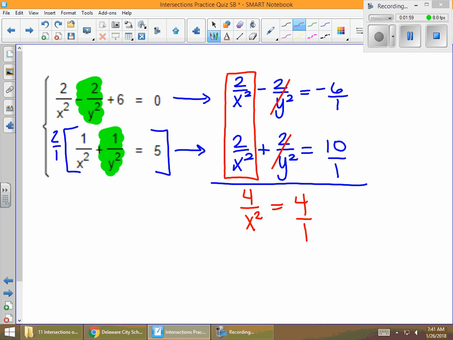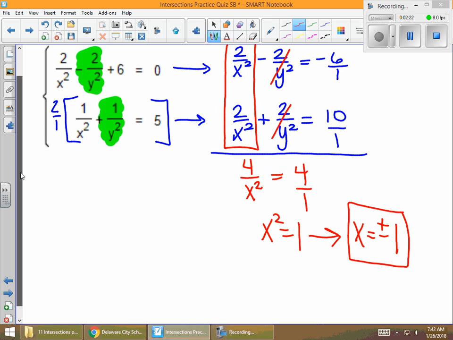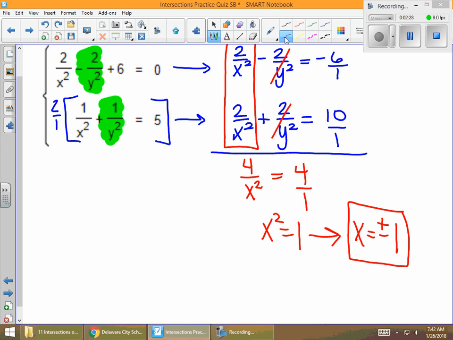And here you can just cross multiply and divide. 4 times 1 divided by 4 is 1. And again, when we force that square root, just like in the last 2 problems, we have to have that plus and minus. Now we want to plug that 1 back into either equation, wherever is convenient for you. I went ahead and plugged it into the bottom equation when I was solving this one on my own.